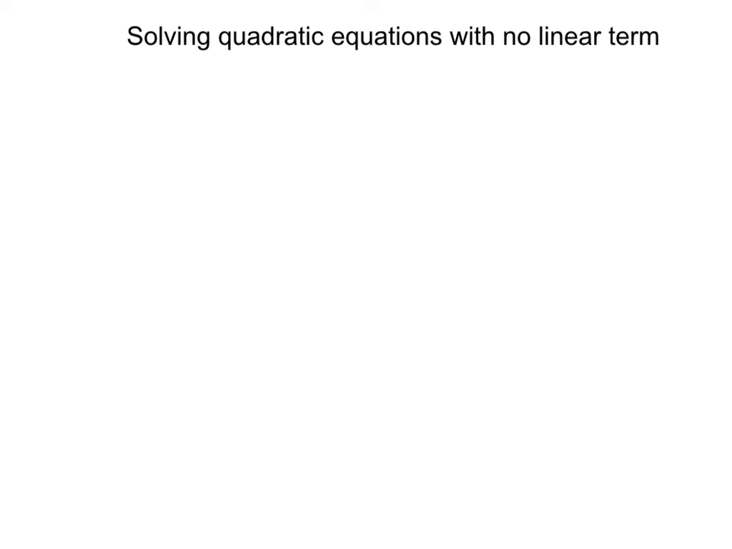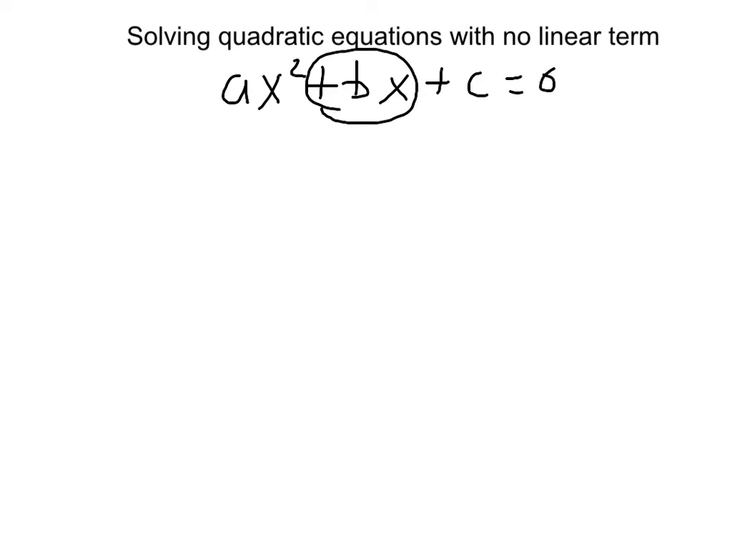Alright, this topic's called solving linear or quadratic equations when there's no linear term. The linear term just means that there's no plain x in it. I don't want to get too technical, but quadratic equations can have up to 3 components, such as this. We're talking about, in this video, when this piece here is missing, because it's a little bit easier to solve these types of quadratic equations.